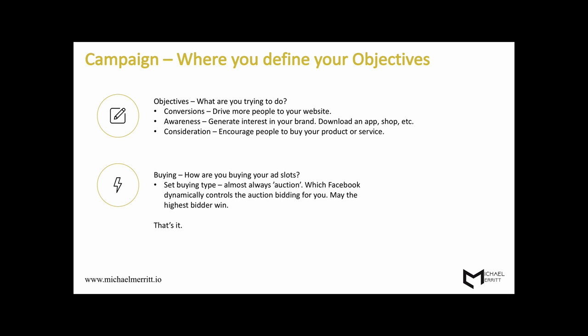Basically, there's two things we're doing here. We're setting our objectives, and we're going to tell Facebook how we're going to buy those ad slots. So as far as objectives, that's basically just what are you trying to do? And there's three objectives that you can choose from that have subcategories. Conversions being my favorite, where you're trying to drive someone to do something. So maybe you're trying to drive someone to your website and you can tell Facebook what that conversion is. So maybe I'm collecting email addresses.